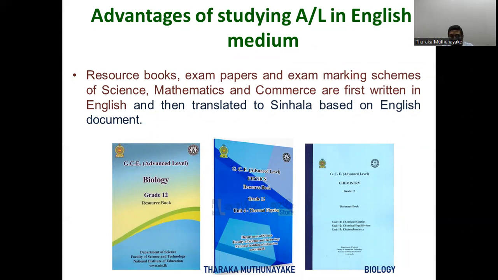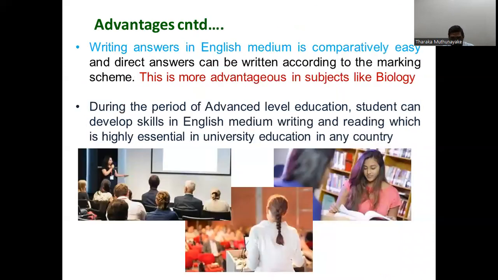So the original document is the English medium document. In marking also, when we have a doubt in the Sinhala medium marking scheme, the professor asked us to refer to the English medium original marking scheme. So we have to correct the Sinhala medium marking scheme sometimes according to the English medium marking scheme. So you can see this is a myth.